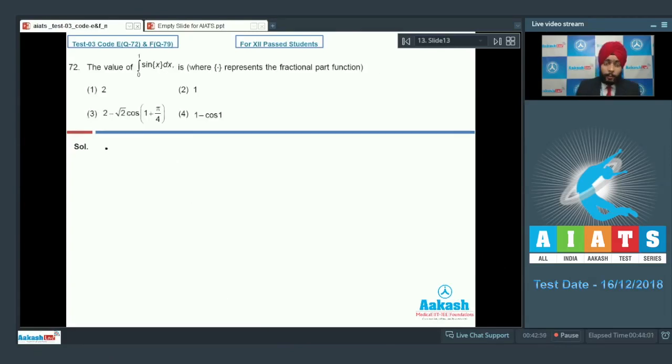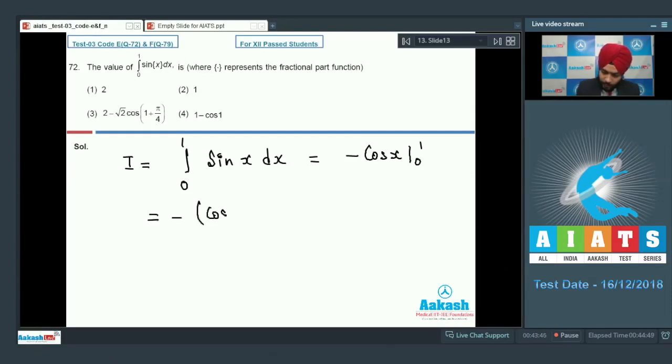Question 72 says that when x is lying between 0 to 1, that means x is a fraction, the fractional part of x is equal to x itself. So this integral is simply the integral from 0 to 1 of sin x dx. Very simple problem. So minus cos x from 0 to 1, that is negative of cos 1 minus cos 0. Cos 0 is 1, so that will be equal to 1 minus cos 1. Option number 4 is correct. Let us move on to 73.